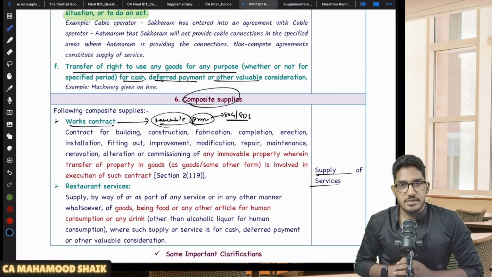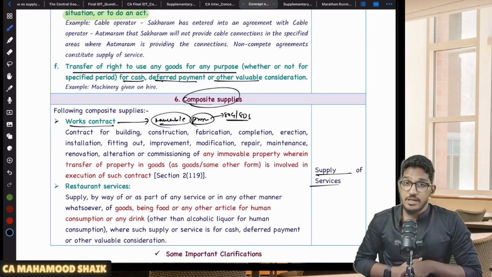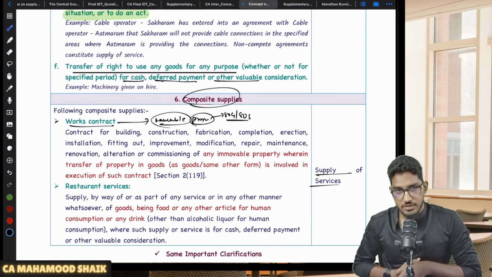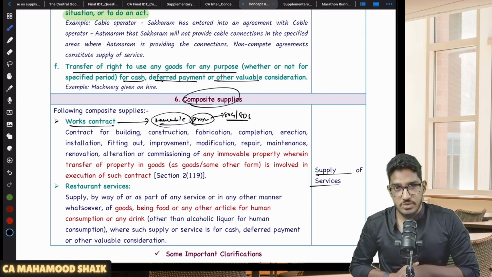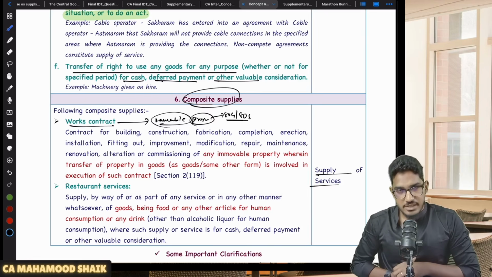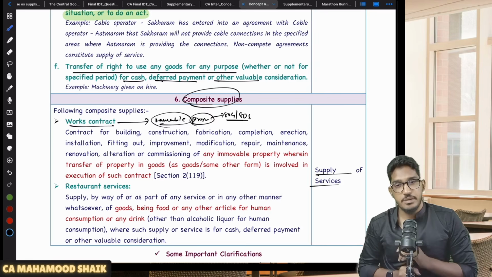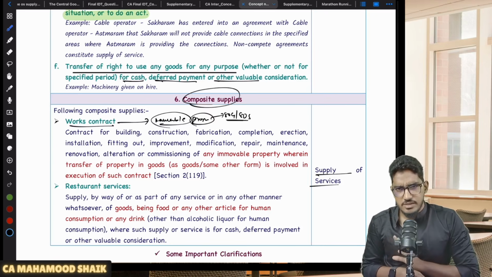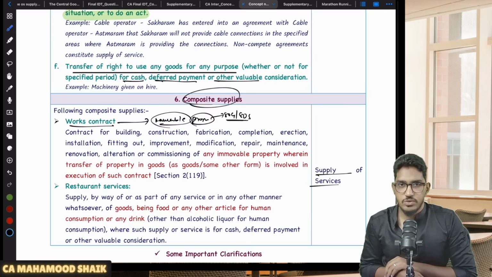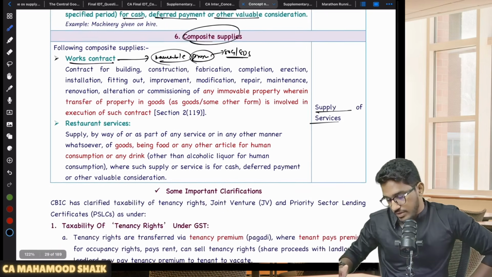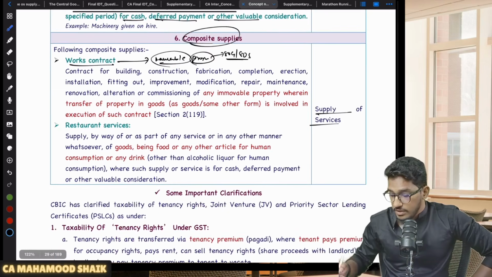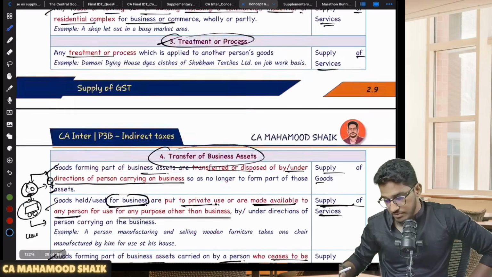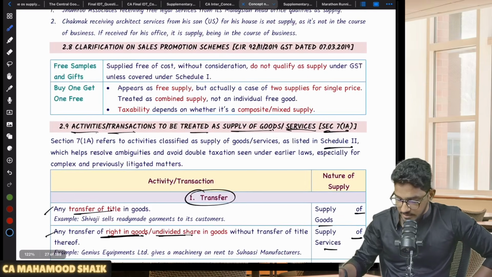Similarly, restaurant services. Even if you go to a restaurant, their service is also there, food is also there. Goods are also there, service is also there. So here also a confusion is coming. In case of restaurant services, whether it will be treated as supply of goods or supply of services, the department has clarified it is always treated as supply of services only, even though goods are involved. So this is what regarding whether an activity should be treated as supply of goods or as supply of services.